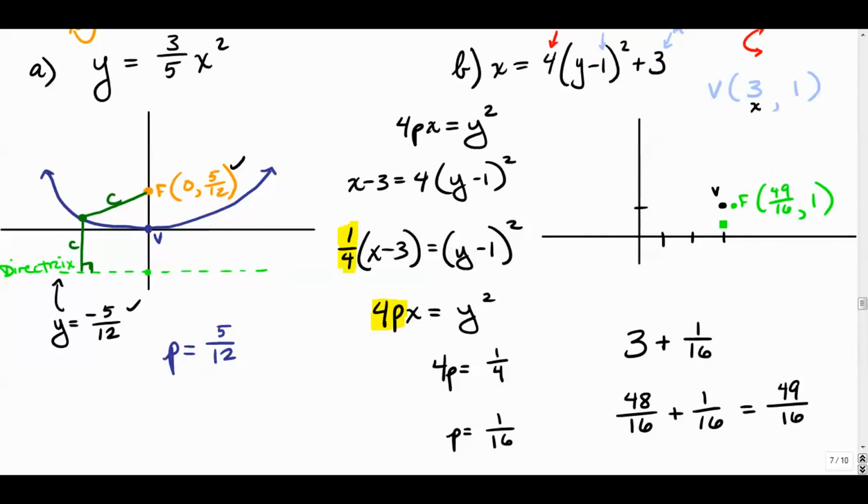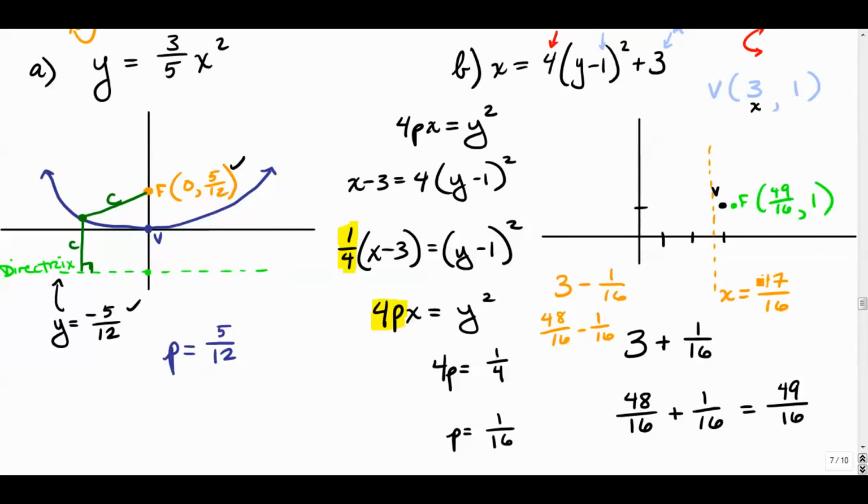Our directrix will go in the other direction, and I'll put that in orange. Our directrix goes left of the vertex 1 over 16 units, and that's going to be a vertical line, and when the line's vertical, your equation's x equals something. Well, think about where the vertex is. It's at x equals 3. So we basically just need to go 3 minus 1 over 16. So that's 48 over 16 minus 1 over 16 is 47 over 16. So those are your two answers there.